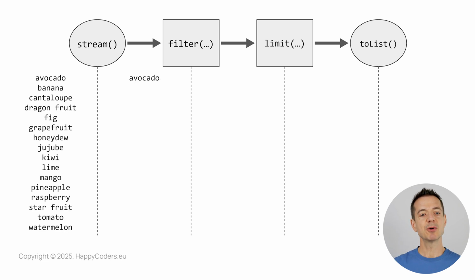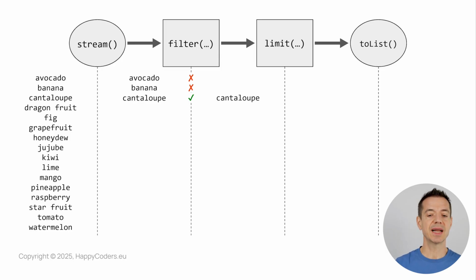This is meant to represent the stream pipeline, and this is the list of elements. The splitterator now pushes the first element, avocado, to the filter stage. That stage checks whether the word has at least 8 characters. It does not, therefore the filter operation does not pass the element on to the next stage of the pipeline. The splitterator pushes the next element, banana, to the filter. That one is also too short and is not passed along. Then comes the third element, cantaloupe.